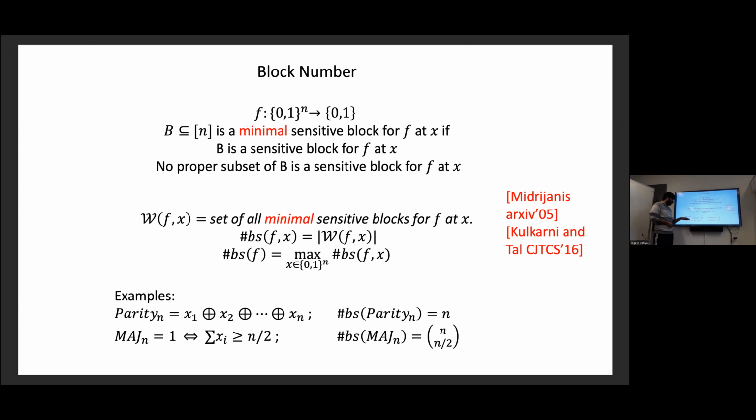The other interesting example which I would like to mention in case of block number is this parity example. In case of parity, every bit is sensitive. Every odd set of bits also forms a sensitive block. But the minimal blocks are these sensitive bits only, one size blocks. Every odd set of bits forms a sensitive block, but only the single bits are the minimal blocks at any input. So the block number of parity is just n.